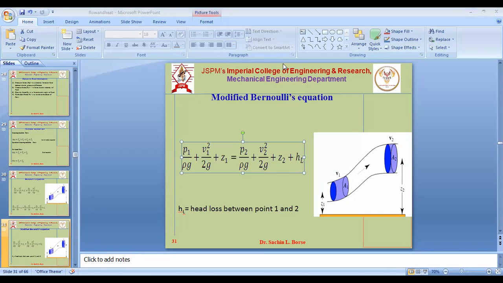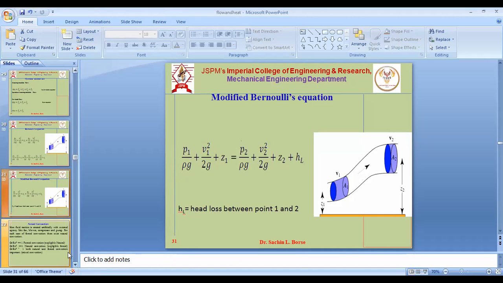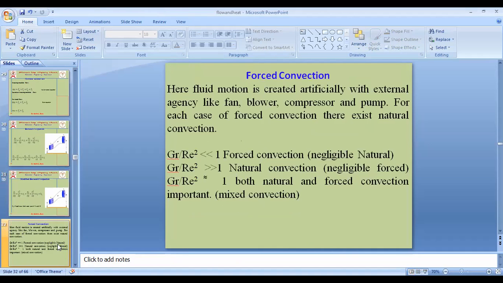Okay. So what does it give? Bernoulli's equation gives the relation between the pressure, velocity, and datum head. This becomes very useful for solving problems.